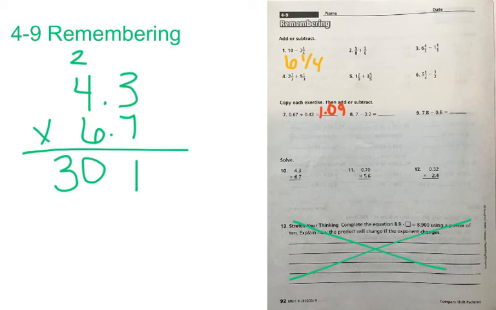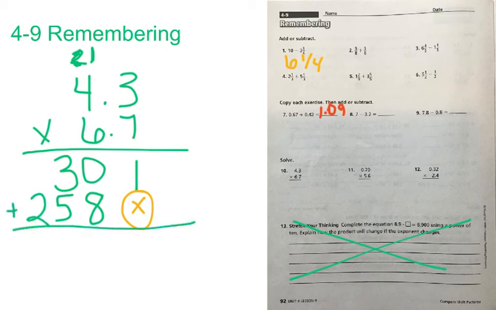Okay, now I need to move to the 6. Bring down and put down your placeholder. 6 times 3 is equal to 18. Put down your 8, carry your 1. 6 times 4 is equal to 24 plus 1 is equal to 25. And now you can add. 1 plus nothing is 1. 0 plus 8 is 8. 3 plus 5 is 8. And 2 plus nothing is 2.